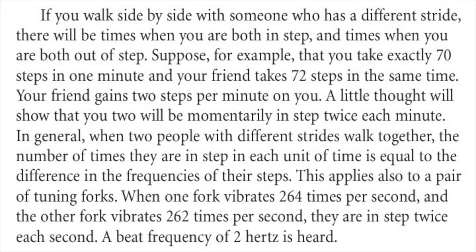In general, when two people with different strides walk together, the number of times they are in step in each unit of time is equal to the difference in the frequencies of their steps. This applies also to a pair of tuning forks. When one fork vibrates 264 times per second and the other vibrates 262 times per second, they are in step twice each second. A beat frequency of 2 hertz is heard.